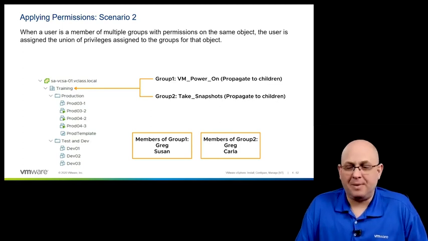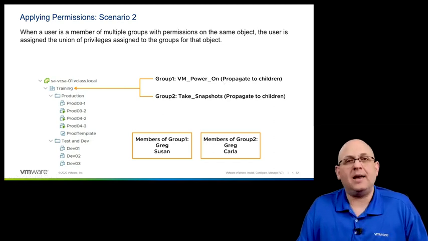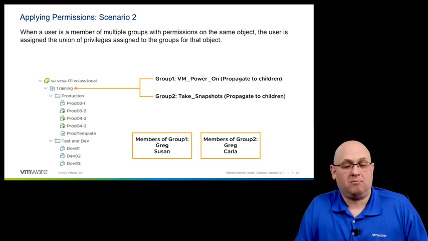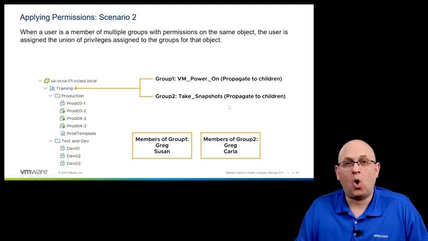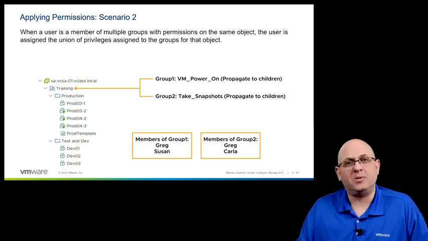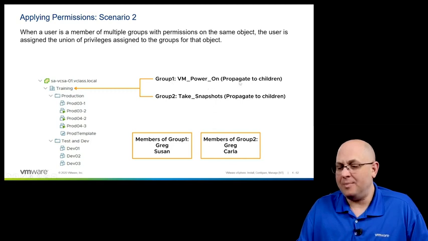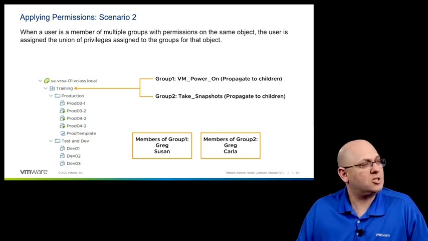So one day a student asked me, what would happen if group 1 wasn't about powering on virtual machines? Group 1 said, role administrator, all the privileges, right? And group 2 said, role no access. They contradict one another, seemingly. Then what happens with Greg? Right? Group 1 is administrator, group 2 is no access. What happens with Greg? And I had to think about it for a little bit, and I even had to try it myself because I wasn't sure.